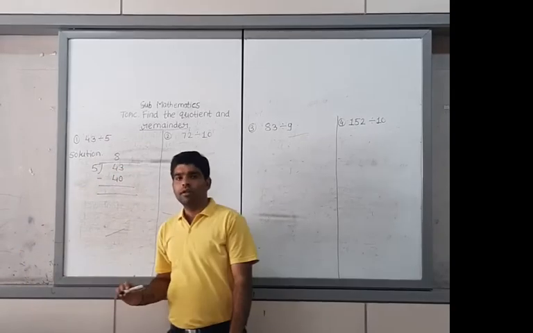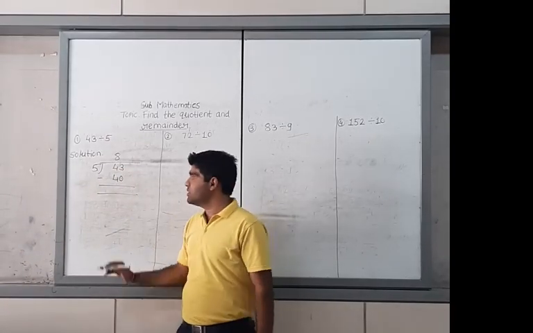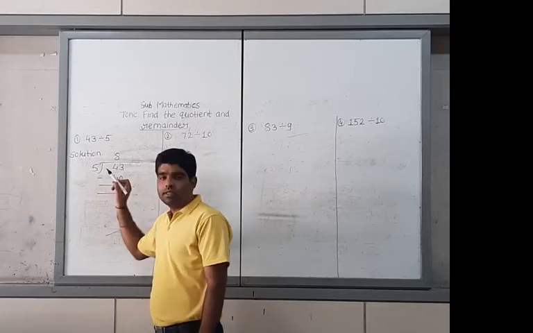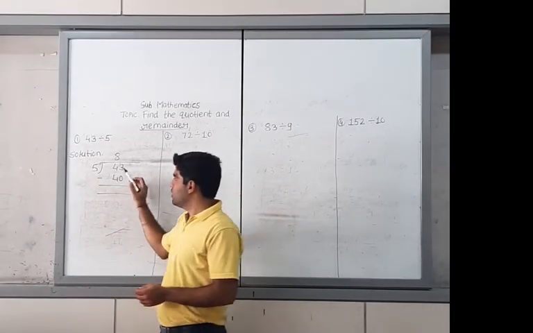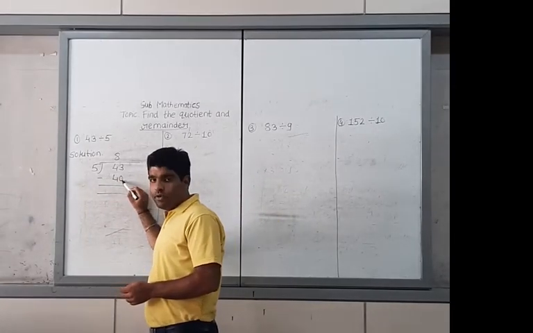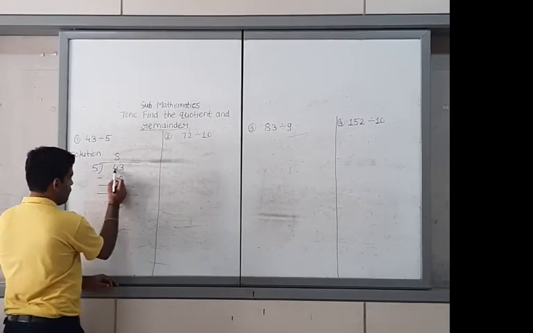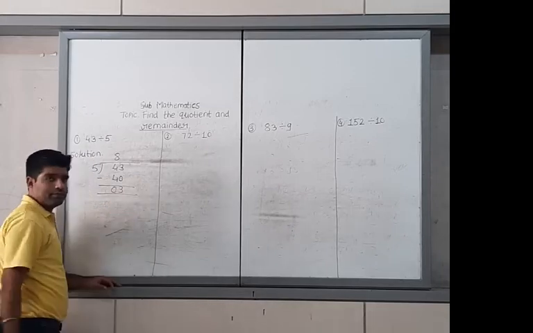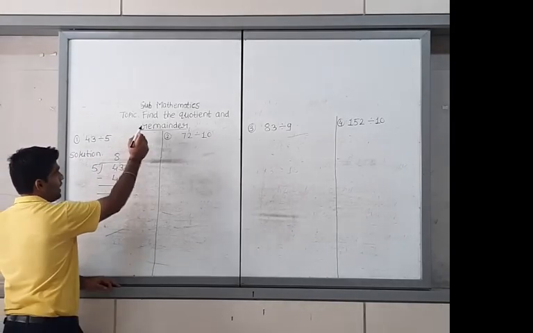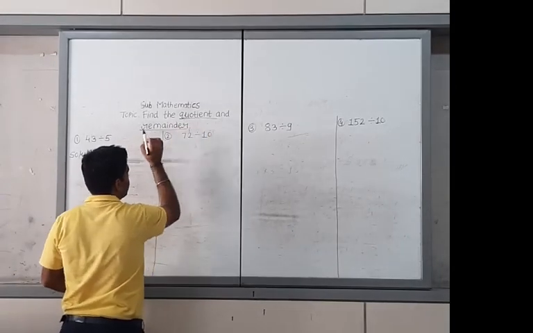Now we have to solve this question. This is our 3. We have to use the subtraction sign. Now see, 3 minus 0 is 3. This is our 3. And 4 minus 4 is 0. It means that you have to find the quotient and remainder.